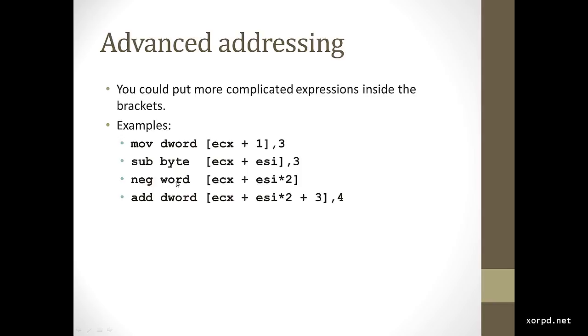This is going to negate the word at this address, where, by the way, star means multiplication. So the address here is ECX plus ESI times 2. This is calculated first, and only then the addition is calculated, just as you would expect. Another example which is really advanced, add the word [ECX plus ESI times 2 plus 3], 4.